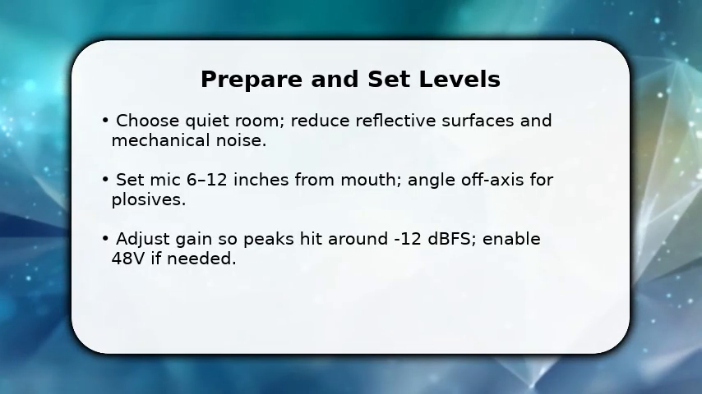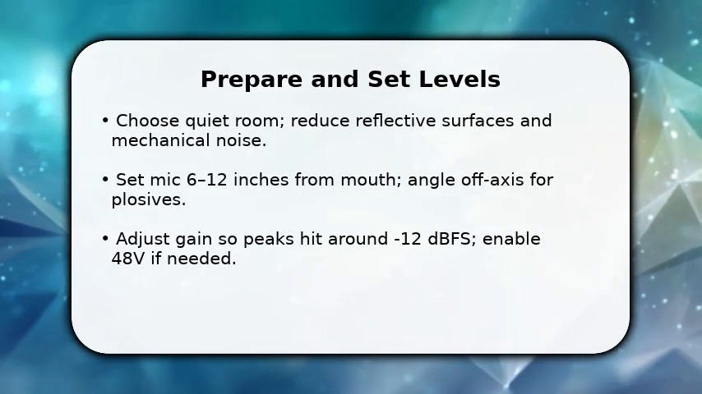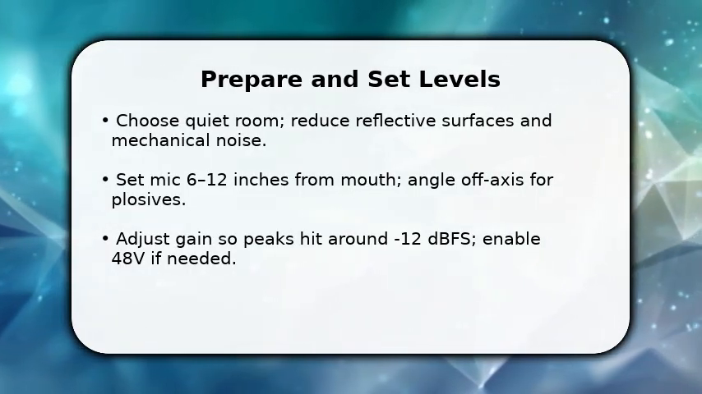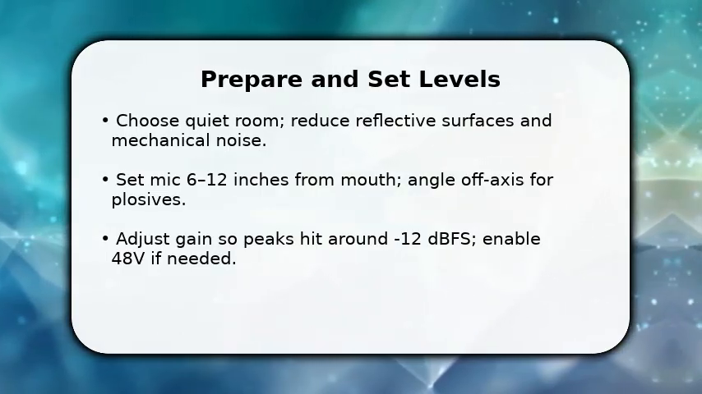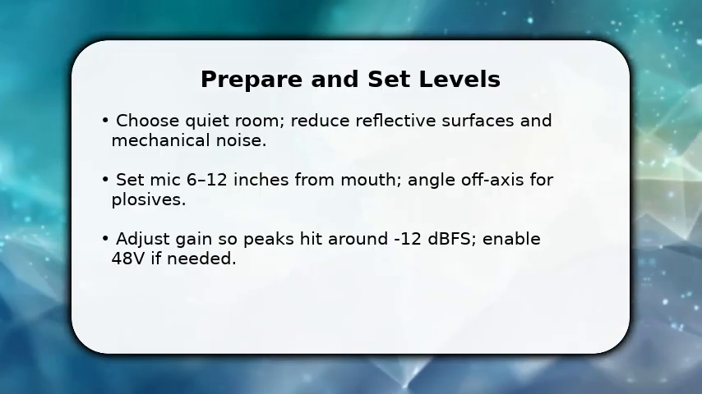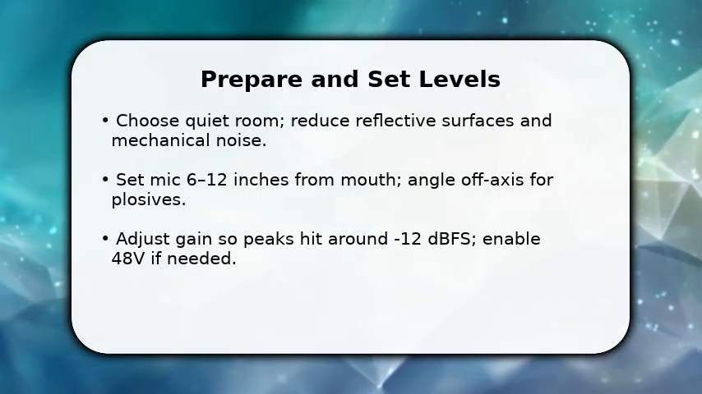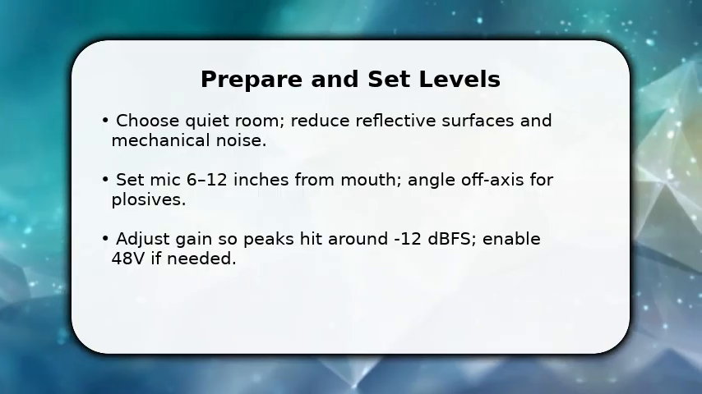You start by getting signal integrity. First, place the mic 6 to 12 inches away and angle slightly off-axis to cut plosives. This reduces airflow noise before processing. Then lower room noise, turn off fans, isolate vibrating surfaces, and use soft absorption where possible.